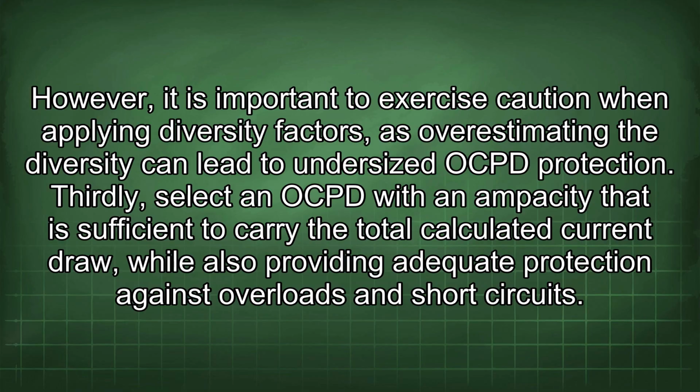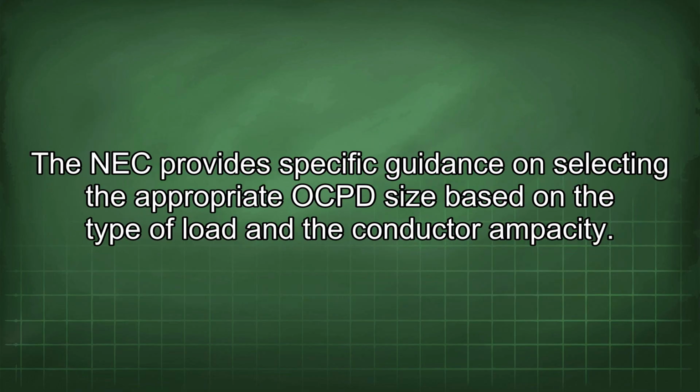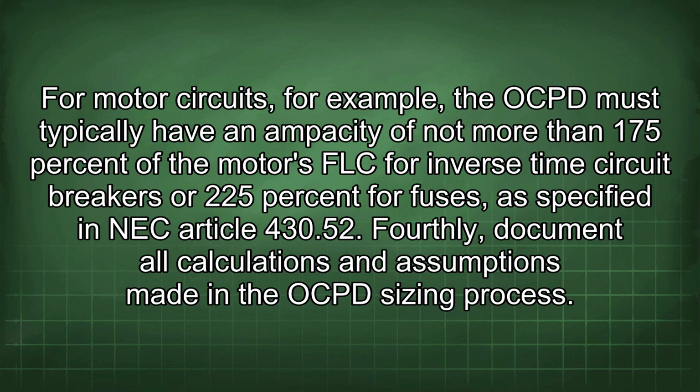Thirdly, select an OCP with an ampacity that is sufficient to carry the total calculated current draw, while also providing adequate protection against overloads and short circuits. The NEC provides specific guidance on selecting the appropriate OCP size based on the type of load and the conductor ampacity. For motor circuits, for example, the OCP must typically have an ampacity of not more than 175% of the motor's FLC for inverse time circuit breakers or 225% for fuses, as specified in NEC Article 430.52.